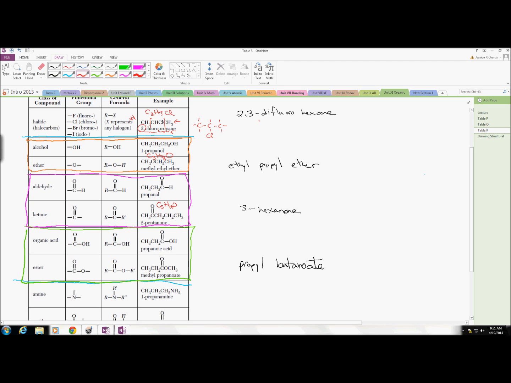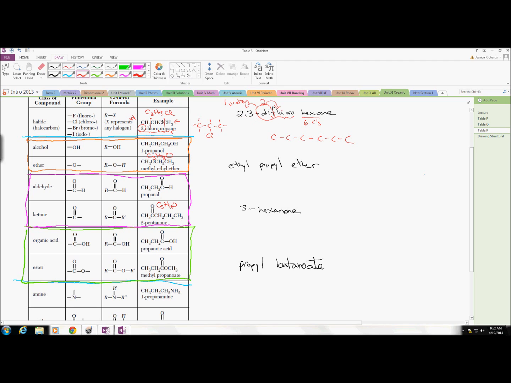If we use that same pattern for this next example, so I drew another example over here. If I looked at this and I said, oh, fluorines, so this is a halide. So I'm going to draw, hex means 6 carbons, ANE, they're all single bonds, di is a prefix for 2, so I must have 2 fluorines, and those 2 fluorines, their locations are on carbons 2 and 3. So I start with my 6 carbons, 1, 2, 3, 4, 5, 6.